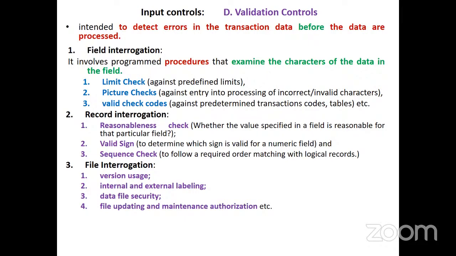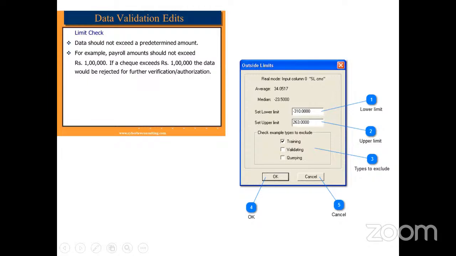The last one is file updating and maintenance authorization. What is this? A data entry operator is allowed to make entries only, and will not be permitted to do processing. Entry is made by one person, processing by a checker only. So the processing control or permission is given to another user. That is called updating and maintenance authorization. So these are some of the examples given for lower limit, upper limit.